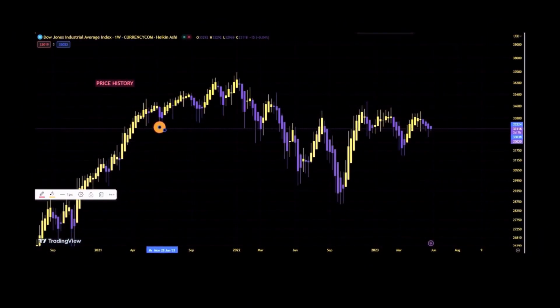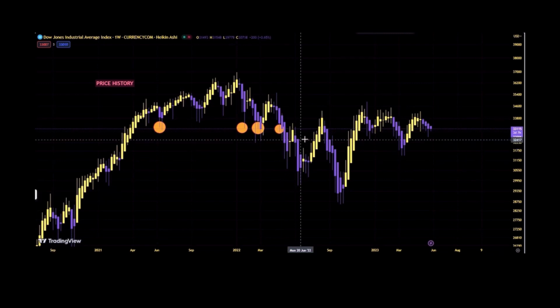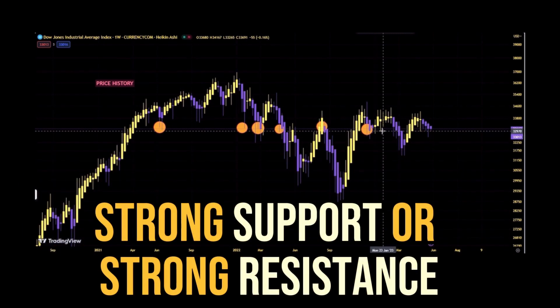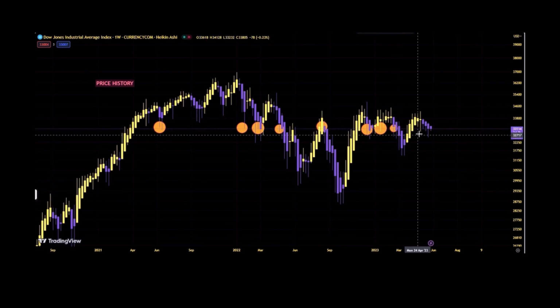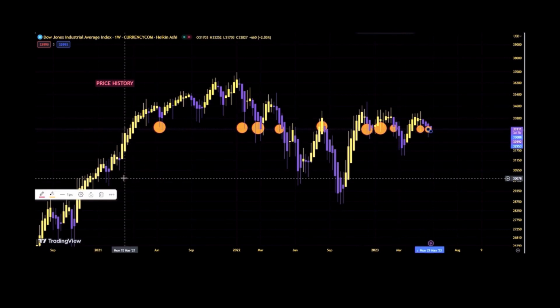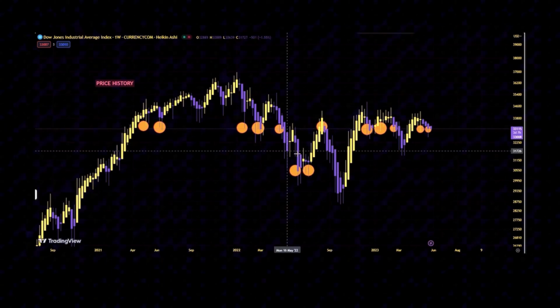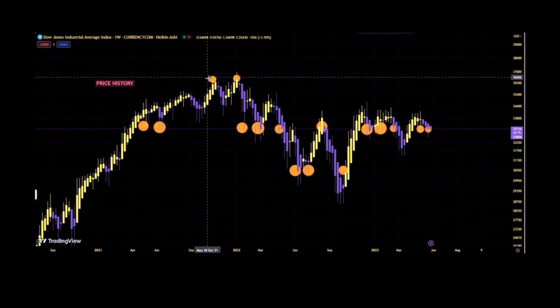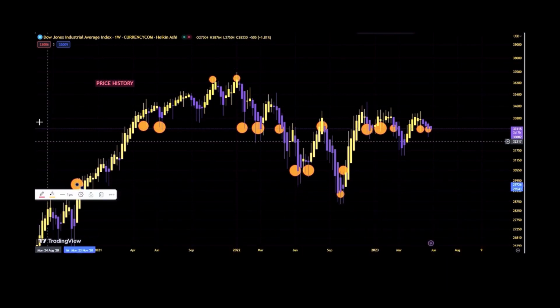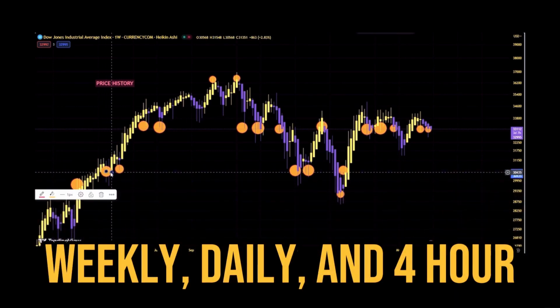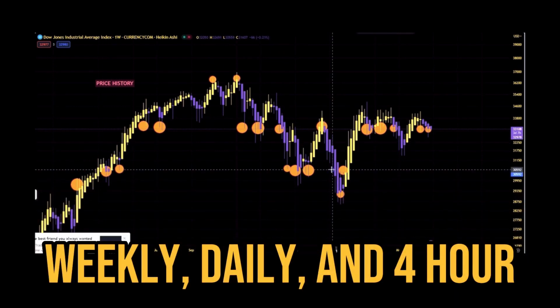Price history. First step is to look at past historical data and determine where significant levels are that have shown previous either strong support or strong resistance. You're going to look for areas where price has either bounced off or reversed. Those are areas that you're going to want to mark up as a key level, starting on the higher time frame. And what I mean by the higher time frame is your weekly, your daily, and your 4-hour time frames. Okay, you have to start on the higher and work your way down.